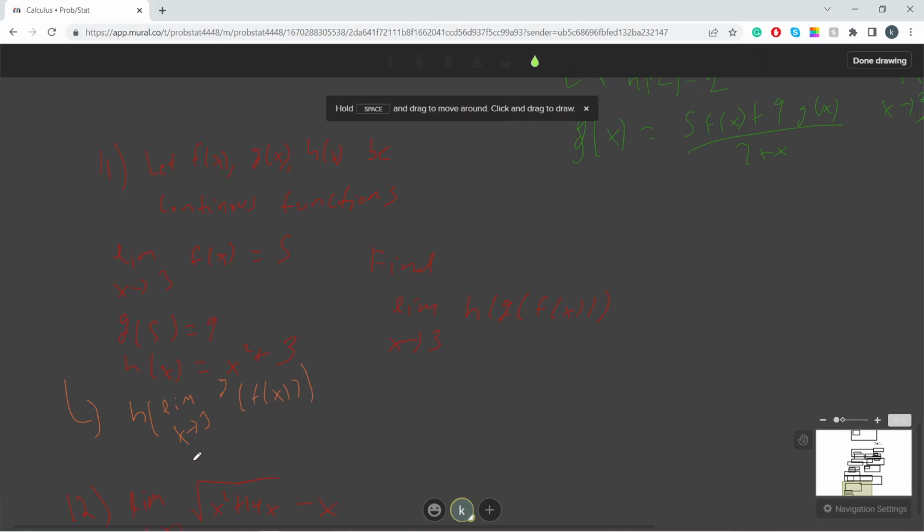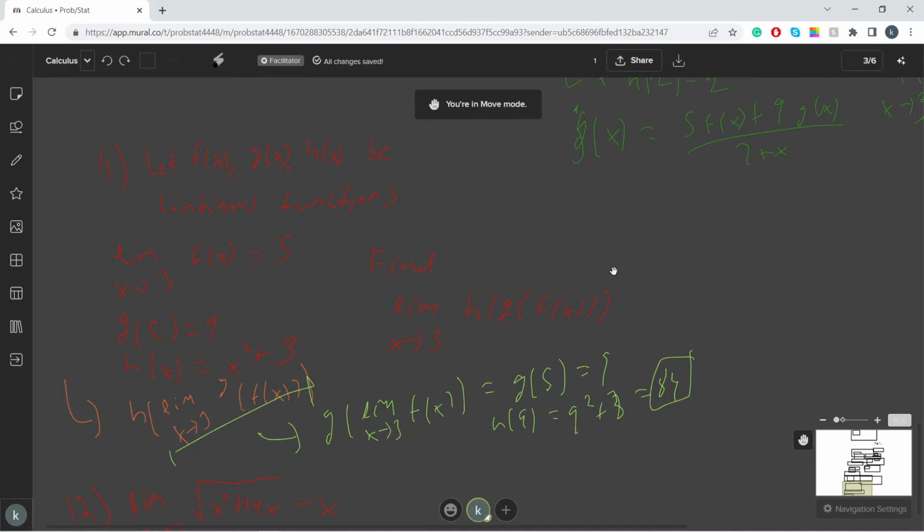And indeed so. This limit right here is equal to h of g of the limit as x approaches 3 of f of x. Now, what is the limit as x approaches 3 of f of x? Well, that's going to be 5. So this is going to be g of 5. What is g of 5? That's going to be 9. But we have the h on the outside, so what is h of 9? This is going to be 9 squared plus 3. This is going to be 84. So again, limit properties do save the day, and sometimes they are the unsung hero. A problem like this really showcases the value.